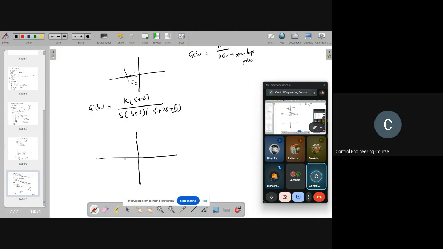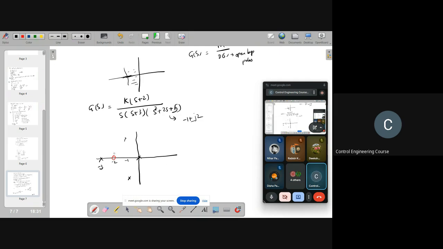That means we have one pole at the origin and another pole at -3, and one more pair of poles. This has the roots -1 plus or minus j2. So that means this is -1, this is -2. So here there is one root and here is one root. And here there is one zero at s equal to -2, right?